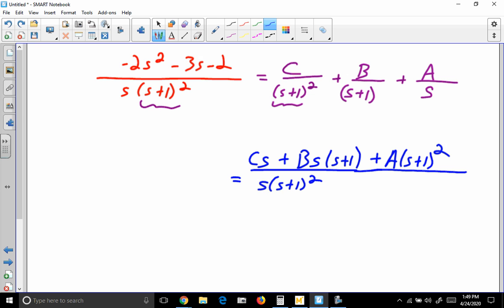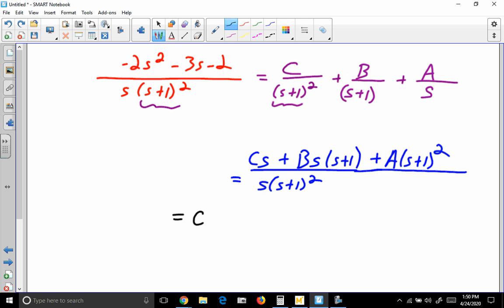Now, this one is not going to be as trivial as the previous example because of this square. If we picked s to be -1, these would both cancel, and we could find c. If we picked s to be 0, these would both cancel, and we could find a. But how do you find b? If we make s go away, that's gone. If we make s plus 1 go away, that's gone. So there are a couple of different approaches we could take, but one of the traditional ways to do it is to multiply all that out and combine like terms.